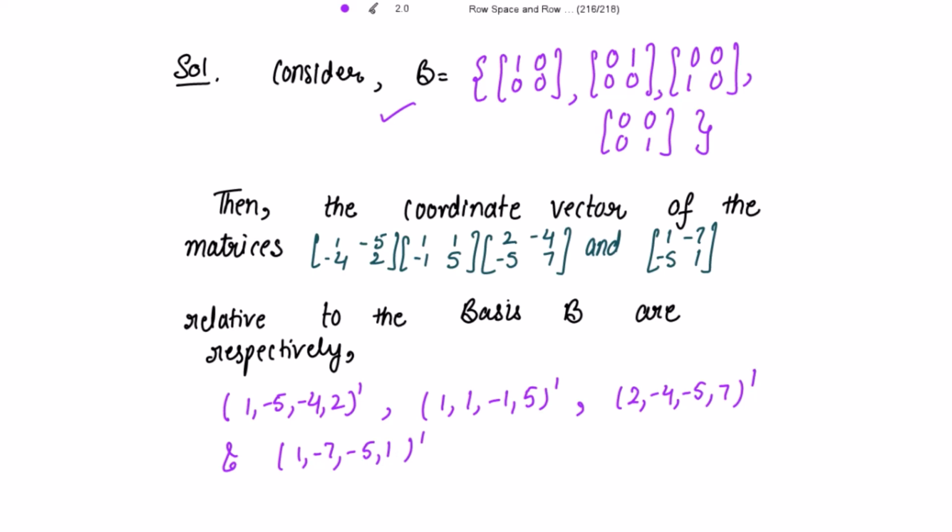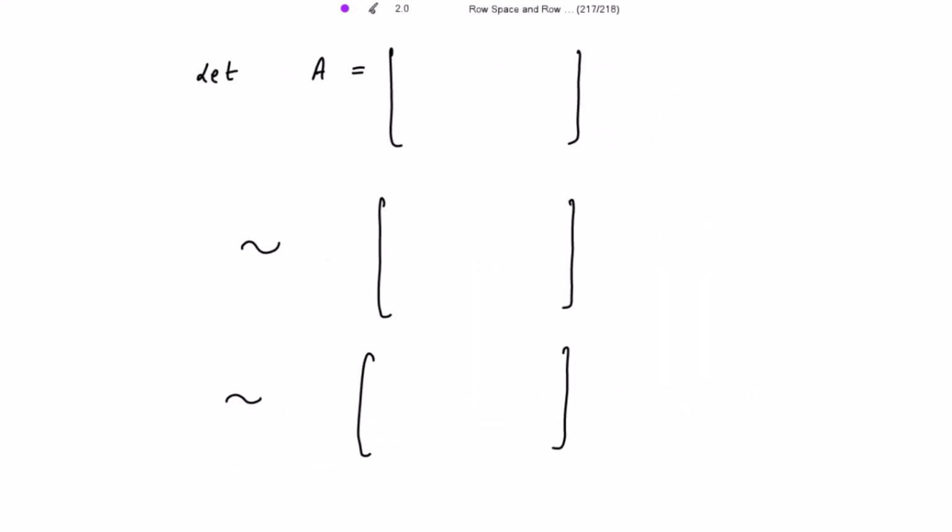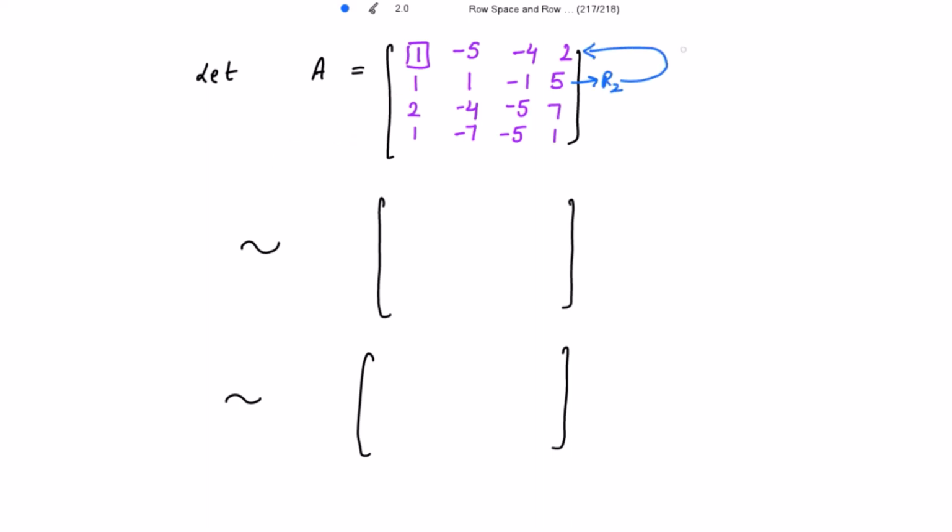Now writing all these coordinate vectors in a matrix form, named A, row-wise, right? So this is 1, -5, -4, 2. Now to get the matrix in row echelon form, I already have 1 over here. To make this the leading element, I need to make all the other entries 0. For that, row 2 needs to be changed by adding its elements to row 1, but row 1 should first be multiplied by -1 to get 0 over here. So writing the first row as it is.